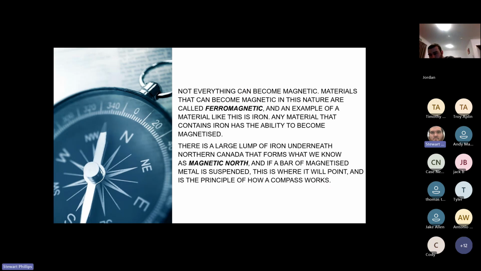Yeah, exploitation. So what would happen if we were to mine that iron and reduce its mass? Yeah, no true north. Yeah, lose polarity. I don't know about protection from the UV rays, because I don't think that's dependent on the magnetic field, but what might happen to the way the world spins?